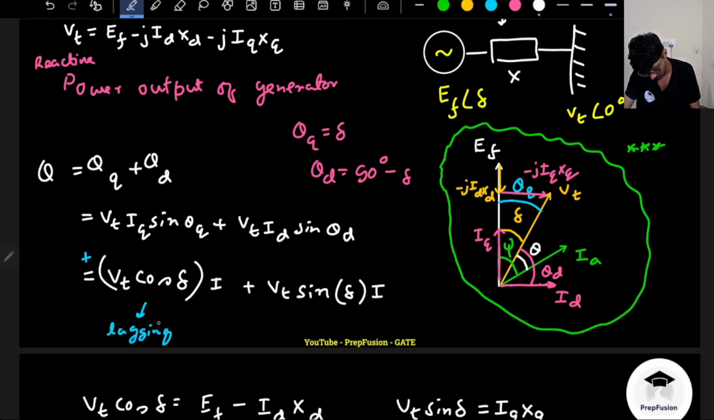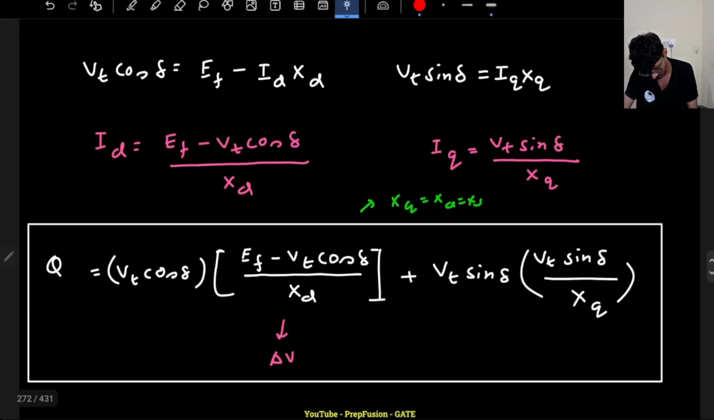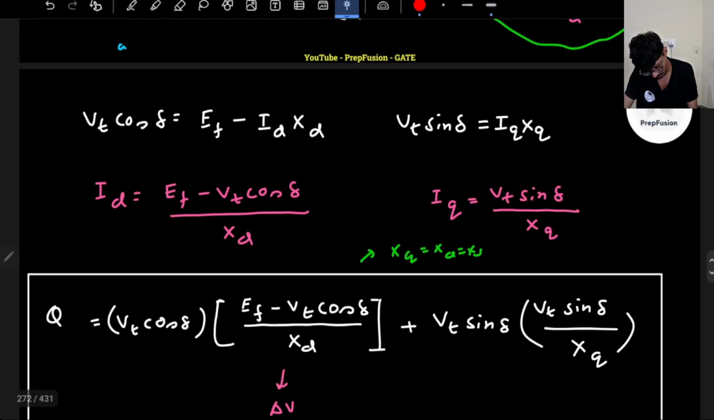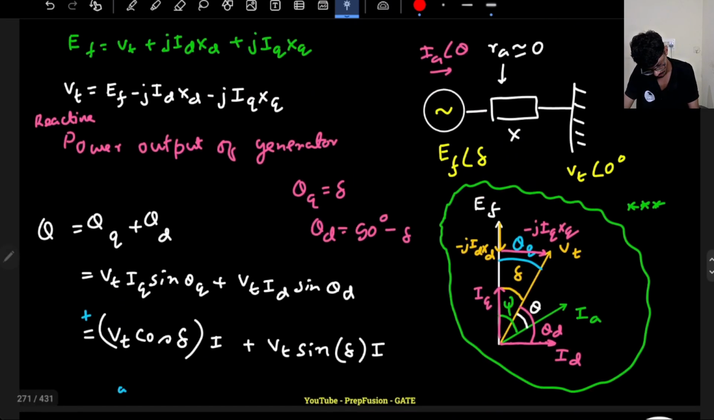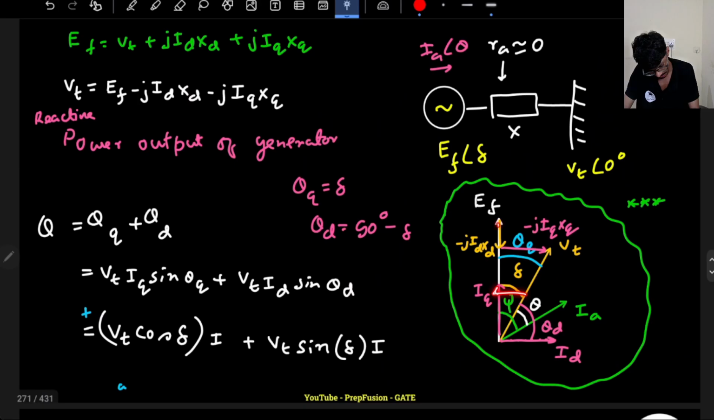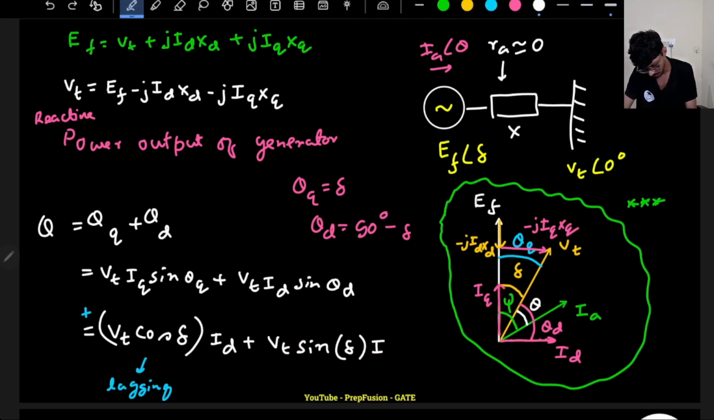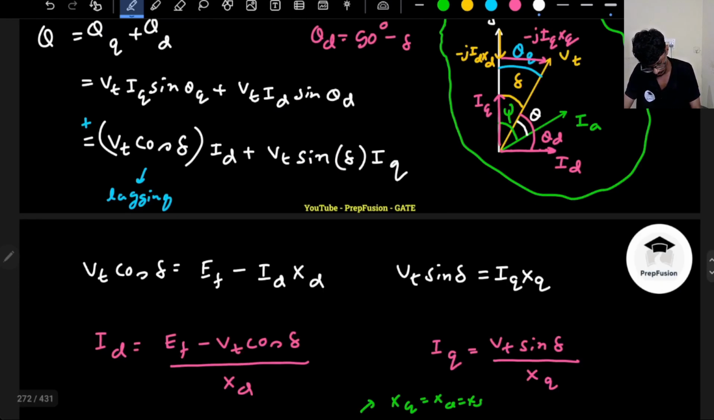Okay, let me see. Vt sin delta is here. So again, I have done some sort of multiplication into ID, and this is into IQ. Anything mess up I have done? So Vt cos delta is here. It should be ID. Vt cos delta ID, yes, that is fine. Vt sin delta IQ, this should be IQ actually. I forgot to change it at that point of time.